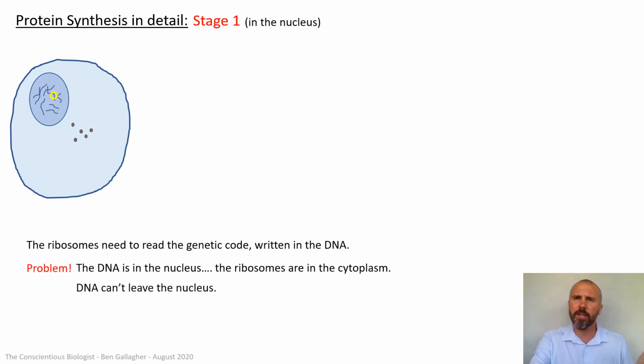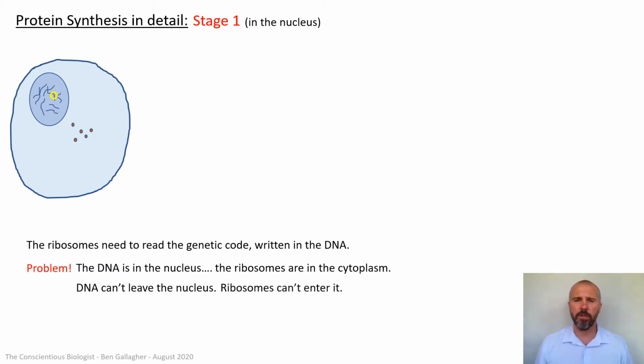Now, the DNA can't leave the nucleus. It's too big for a start. It can't go out through the nuclear membrane. But also, DNA is really precious. If it gets damaged, then the cell's not going to be able to make its proteins and the cell will die. So you need to keep it locked up in that nucleus. That's why cells evolved the nucleus.